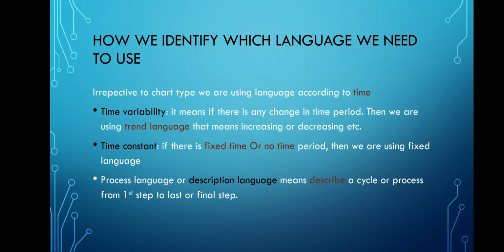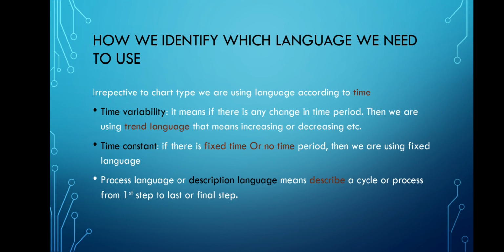Okay, so then the language difference to describe the charts. You should know which language we can use for each chart and graph. Yes, you heard right. We vary language according to the chart type and graph type. Mainly three types of language are there: trend language, fixed and comparative language, and process language. So let's start: how do we identify which language we need to use?